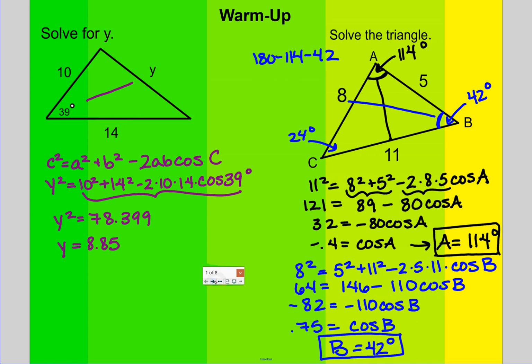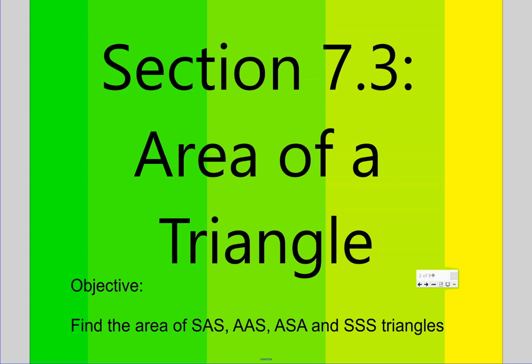All right. So 7.3 is a fairly short lesson. It's finding area of triangles. Yes, sir? How many questions do you think should be? 4 or 5. This type of problem. Yeah, it's all triangle problems. And you'll have the formulas.